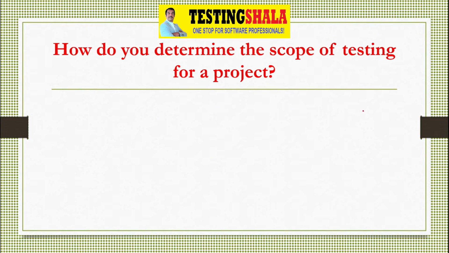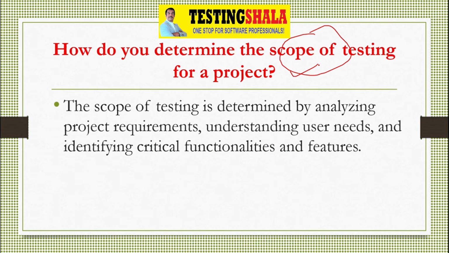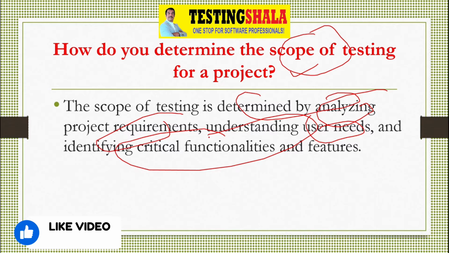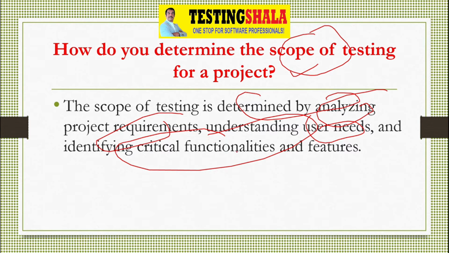And the next question would be, how do you determine the scope of the testing for a given testing project? The scope normally will be defined by analyzing the project requirements, based on the user stories and the user needs discussed with the end customer or end user. Based on those discussions we will identify which functionalities are crucial or critical in nature, and which features are very important, and we define those as part of the testing scope.